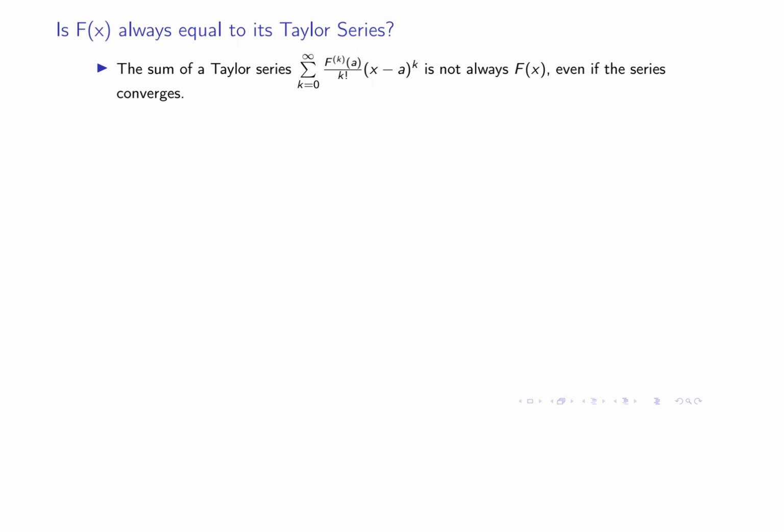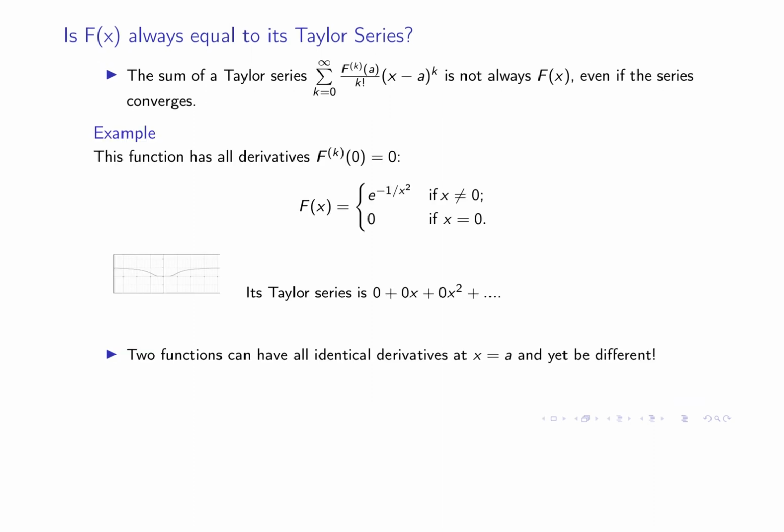There are two questions here. First is, if the series converges at all. It's quite possible that the series doesn't even converge, except at x equal a. But even when it does converge, it might converge to something totally different. Here's an example. Let's consider a function which is 0 when x is 0, and e to minus 1 over x squared if x is not 0. The graph is a bit small, but that's roughly how it looks.